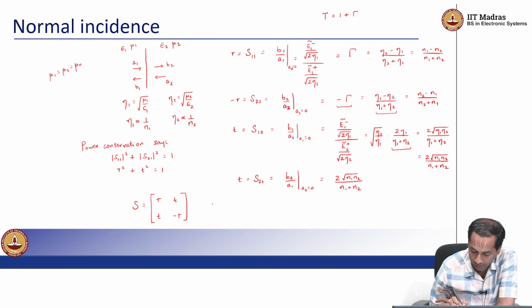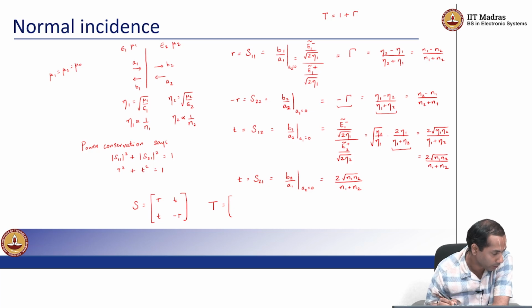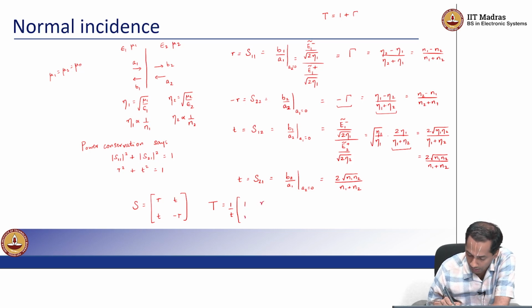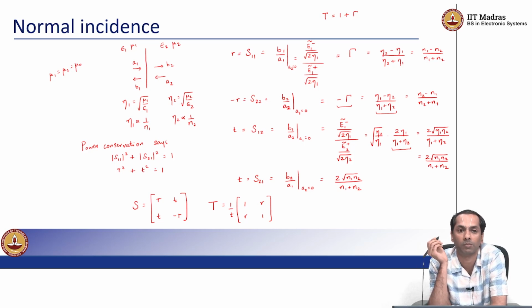Okay, so using the relation that we derived just in the last slide, we can also go into the T matrix formalism, right? And we can say that it is 1 over T, 1, R, R, 1. Okay, so we have the T transmission matrix and the scattering matrix for an interaction with a dielectric boundary.